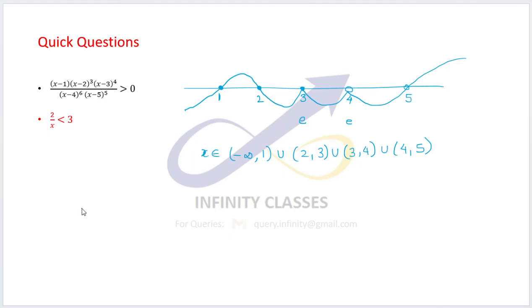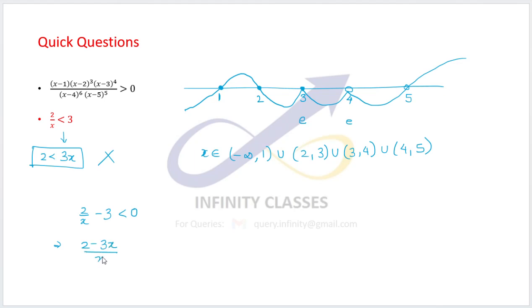The last one, 2 by x minus 3 less than 0. What people do is they multiply throughout by x and write it as 2 is less than 3x. No, this is wrong. Okay, why am I saying this is wrong? Because you don't know whether x is positive or negative. If x is positive, yes, you can write it like this. But if x is negative, you cannot write it like this. We'll discuss this in the next class. But this is not admissible. So please keep it as 2 by x minus 3 is less than 0, and then solve it in a regular way.